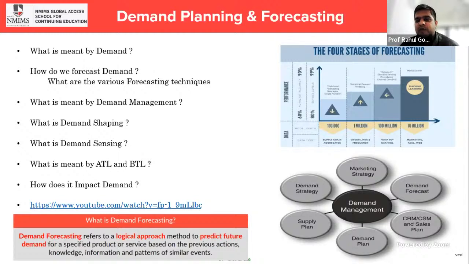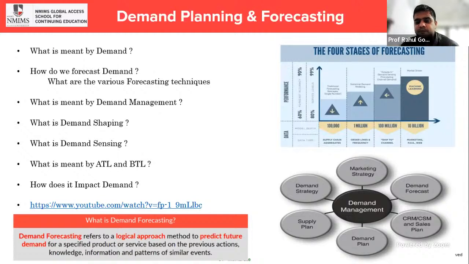So there are broadly two ways: qualitative, quantitative. Within qualitative, there are going to be a lot of methods. Within quantitative, there are going to be a lot of methods. Sometimes we can also use combination of both of them. So we can agree for an approach which has both qualitative and quantitative input, which is called a consensus planning process, right? Do you know what is meant by demand management?